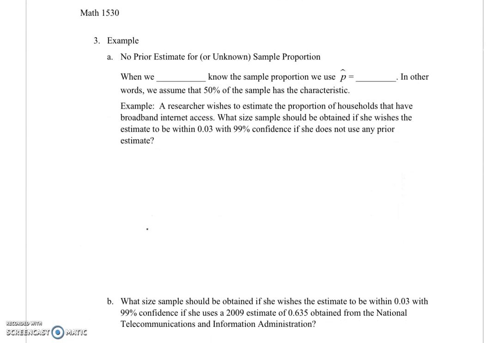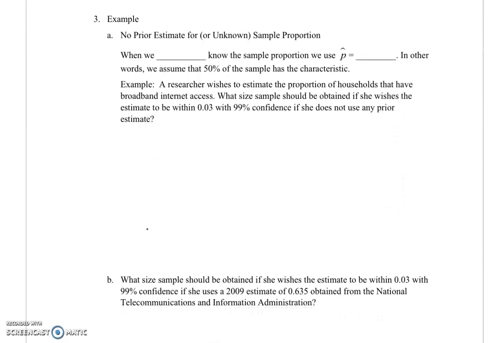So let's do an example. If we have no prior estimate, or we don't know what the sample proportion is, when we don't know the sample proportion, we use 0.50. In other words, we assume that 50% of the individuals in the sample have that characteristic.